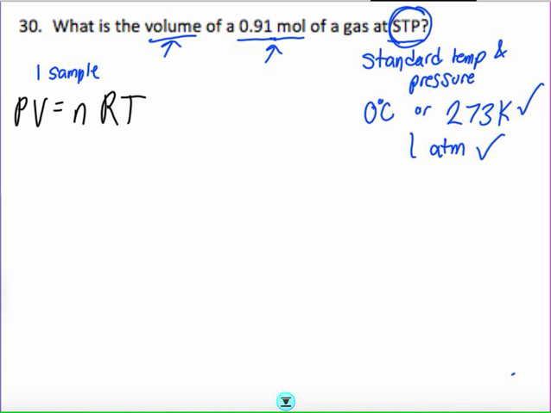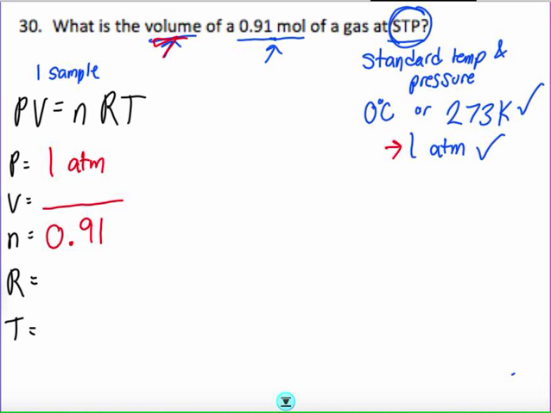So let's go ahead and write out our variables. P equals, V equals, n equals, R equals, T equals. Our pressure is 1 atmosphere. Our volume is what we're trying to find. That's what it asked us for. n is number of moles. That's 0.91 moles. R is always 0.0821 liter atmospheres over moles Kelvin. And T, we want it in Kelvin, so it's 273 Kelvin.